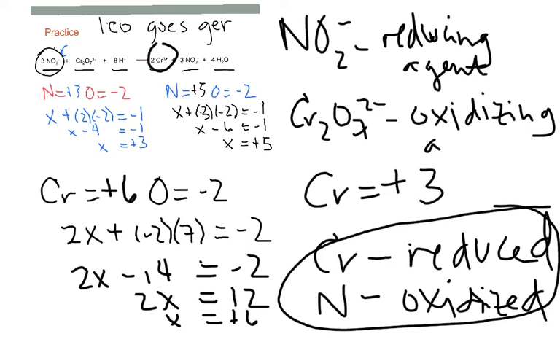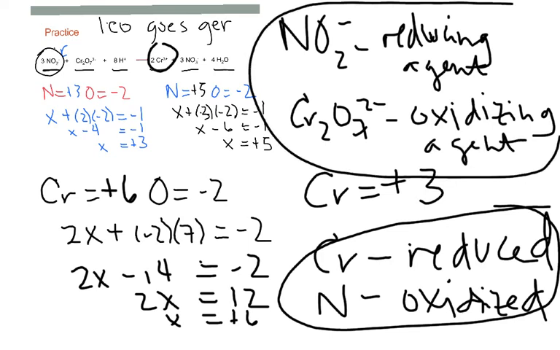So here's the thing, the real skill for these kinds of problems is recognizing what species is reduced, what species is oxidized.